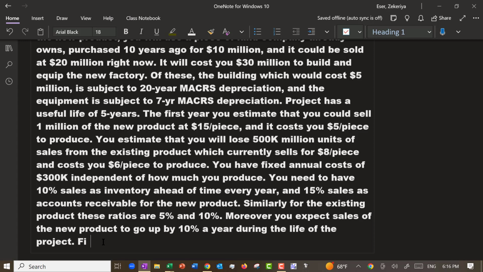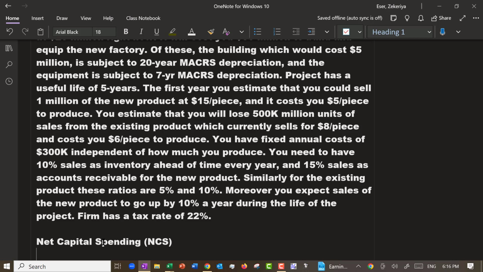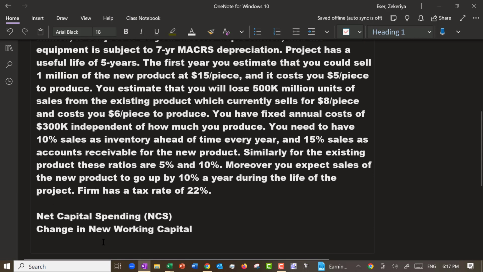Firm has a tax rate of 22%. Okay. Now we're going to figure out all sorts of things. We're going to figure out A, net capital spending. We're going to figure out change in net working capital. And we're going to figure out operating cash flow.